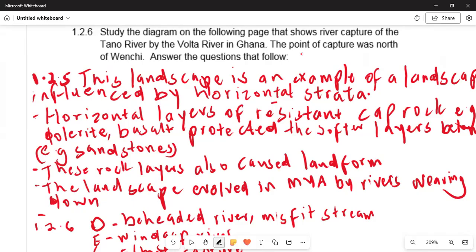And then if ever we are moving on, 1.2.6, study the diagram on the following page that shows the river capture of the Tano by the Volta in Ghana of the Northwest. So we are saying that there we are going to ensure that we are answering that question in the next section.